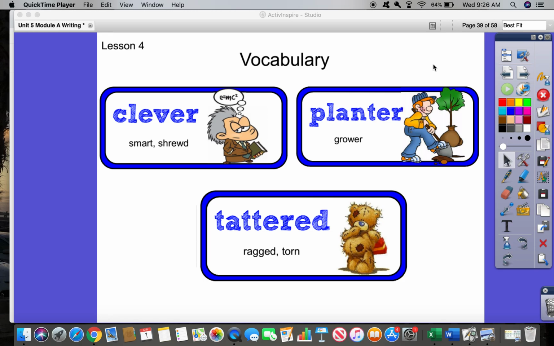Hello, second grade writers. Today we're going to continue with lesson 4. The vocabulary for this lesson is the word clever, which means smart or shrewd. Planter: Johnny Appleseed was a planter, so someone who is a planter is a grower. They plant seeds. Tattered means ragged or torn, so you can see that this teddy bear is tattered. He has holes and rips.